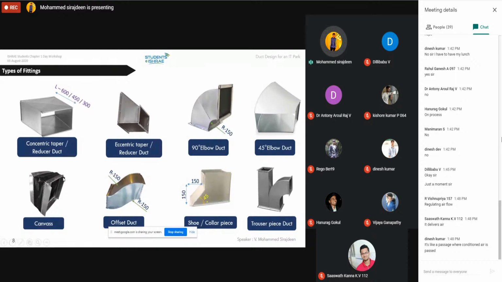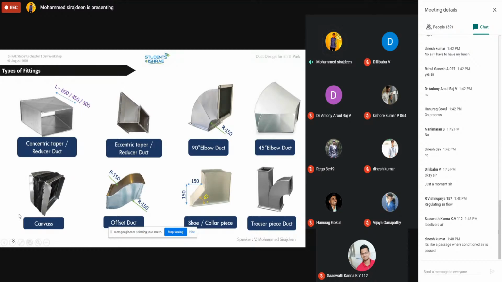This is canvas, which we generally use from equipment to duct. Why canvas? Because if canvas is not there, the equipment is a vibrating one, fan or AHU, anything. Any of it is a vibrating equipment. So what will happen if we connect that straight away to the AHU or fan or any equipment? The noise will be much, and then in a short time the duct connections get loose, so there will be a case of leakages in duct connections.